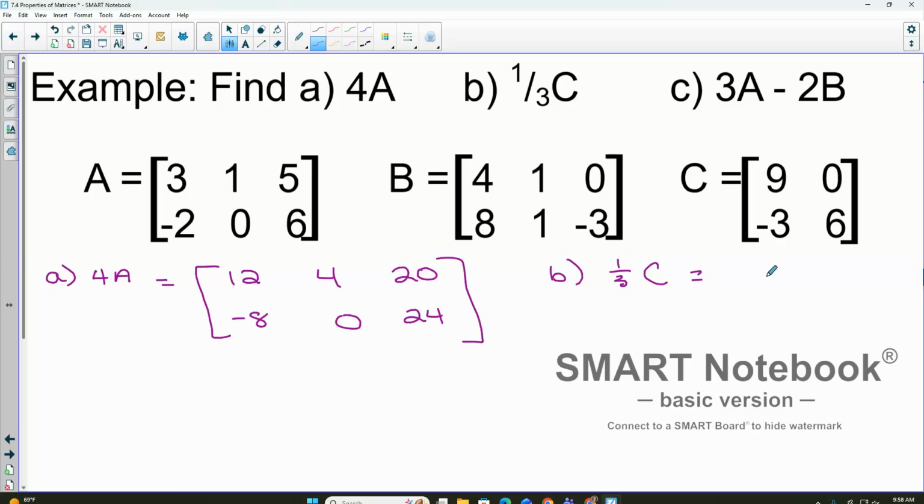If I asked you to find 1/3 C, what do you think you do? Matrix C, everything times 1/3. So we get 3, 0, negative 1, 2.